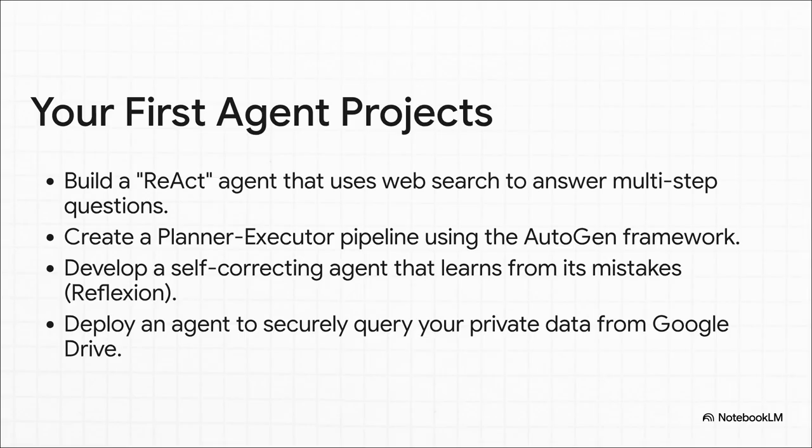For example, you could build a ReAct agent. That just means it reasons and then it acts, using a web search to answer really complex multi-step questions. Or you could use AutoGen to create a planner-executor team, where one agent makes the plan and another one does the work. How cool is that? You can even build an agent that literally learns from its own mistakes, or one that can securely pull information from your personal Google Drive or Slack.